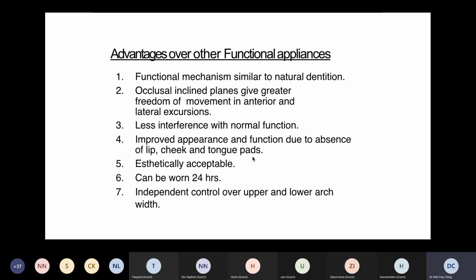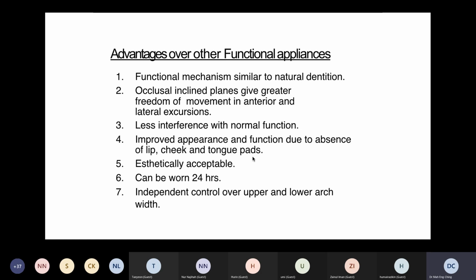So they improve the appearance. If you have a buccal shield, then they are quite bulky. Aesthetically acceptable? This one, I think I have a different opinion. The twin block is not aesthetically acceptable. Although they might look better than the others because there are two pieces, they are still considered acceptable to certain kids because when you increase the vertical height, there's something inside the mouth.